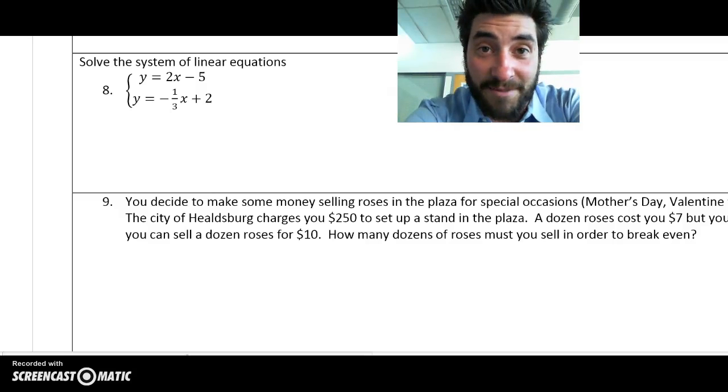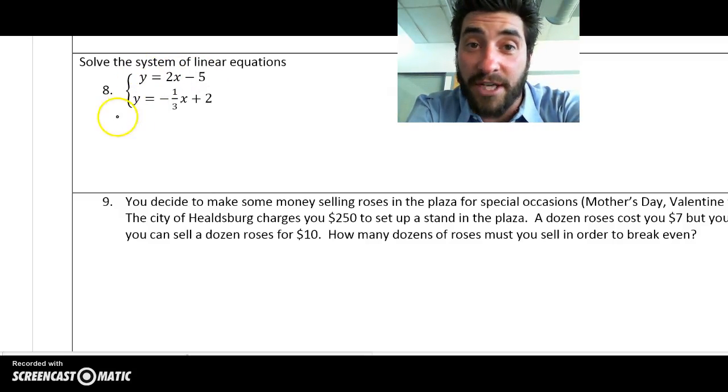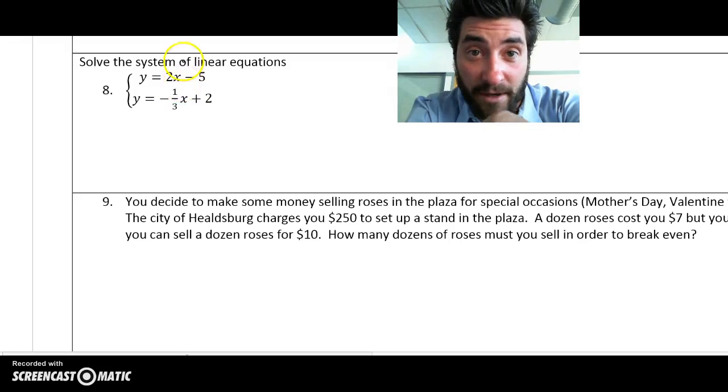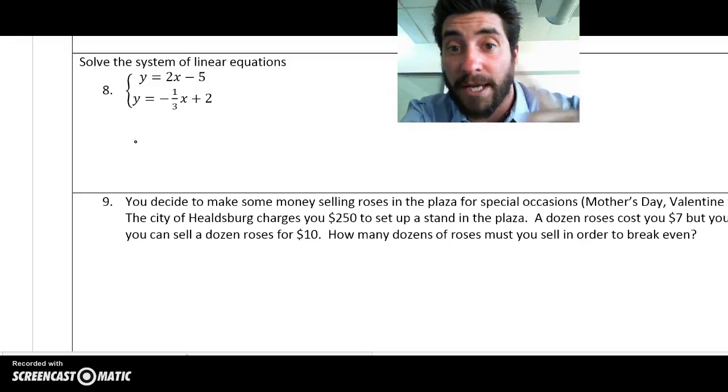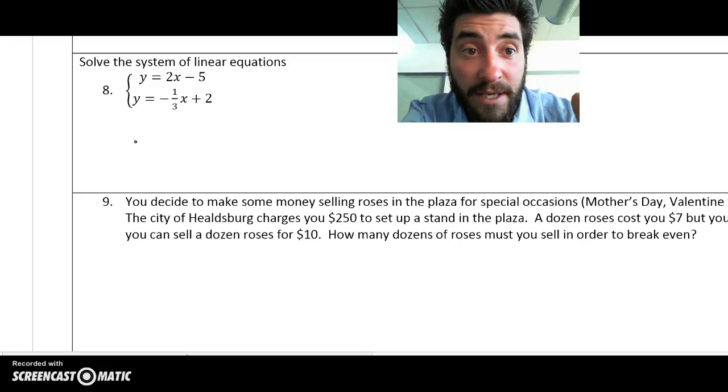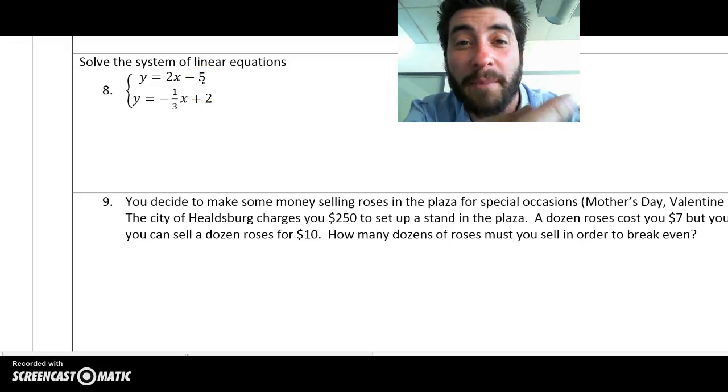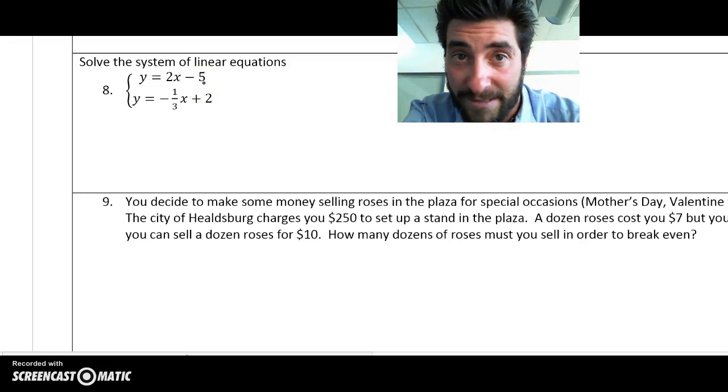Alright, so here we have a systems problem. We've got two linear equations, right? There's no x squares in there or anything, so they're not quadratic. Two linear functions, two lines, and they might cross somewhere, right? Two lines intersect at one point. So if there's a solution to this system, we're looking for that one point that both those lines intersect.